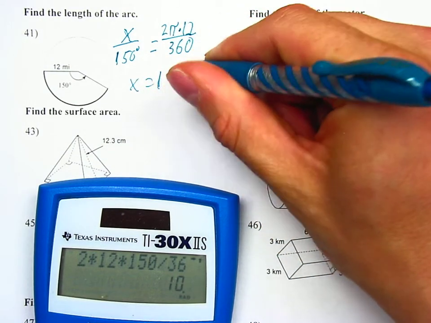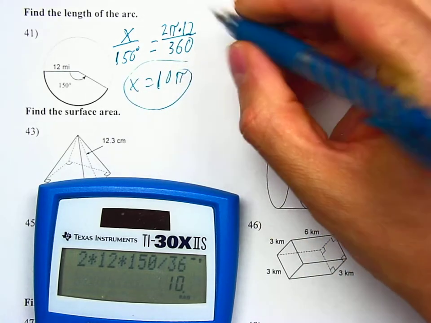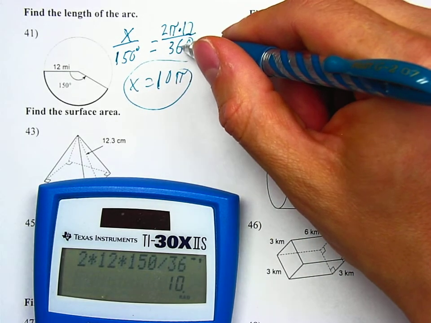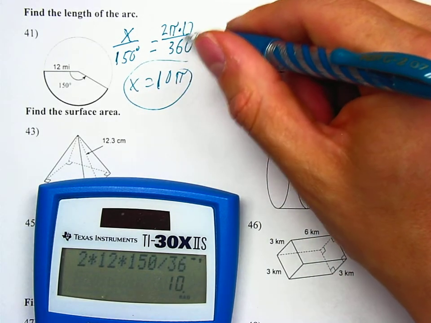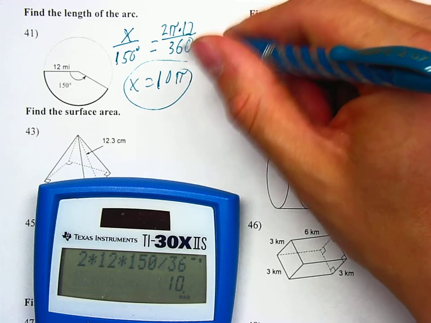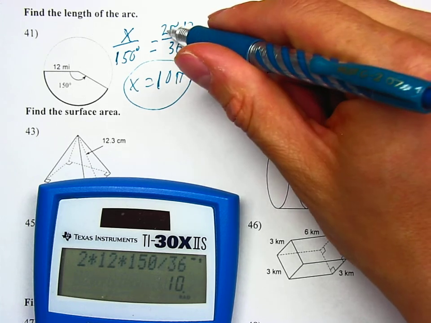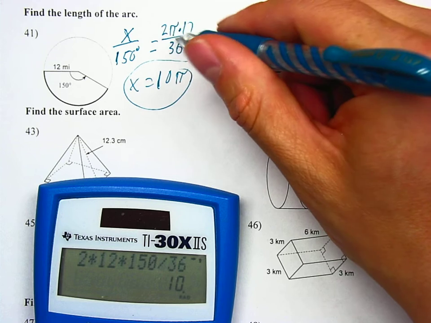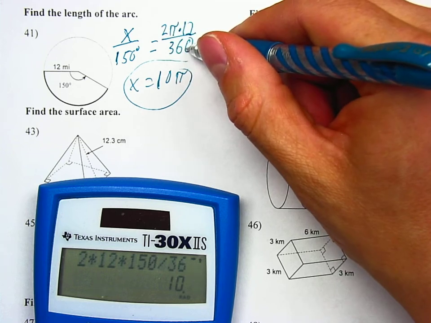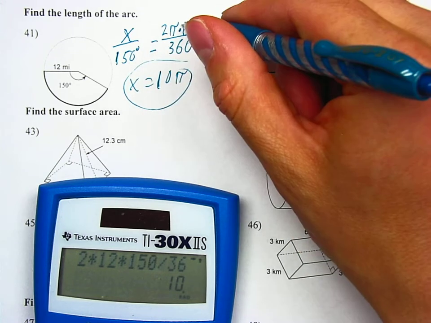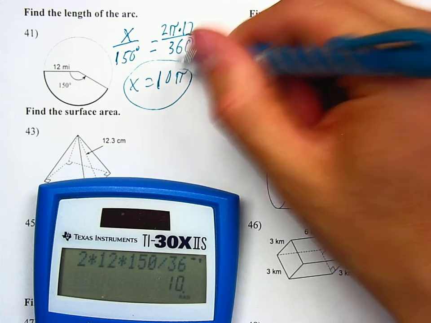Now if you're doing this by hand, you're going to reduce here with the 12 and the 360. 12 goes into 360 30 times, so that'll become 2 pi over 30. Then 2 into 30 makes that into a 15. So you would have 150 divided by 15, which is still 10 pi.